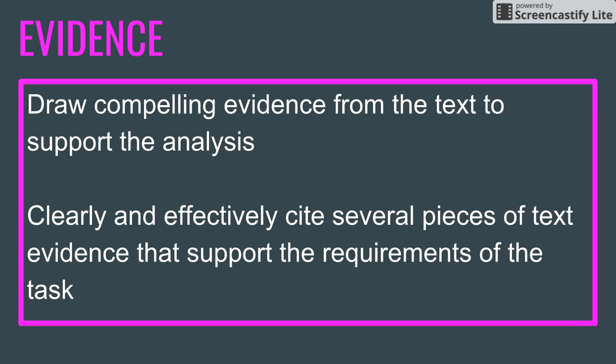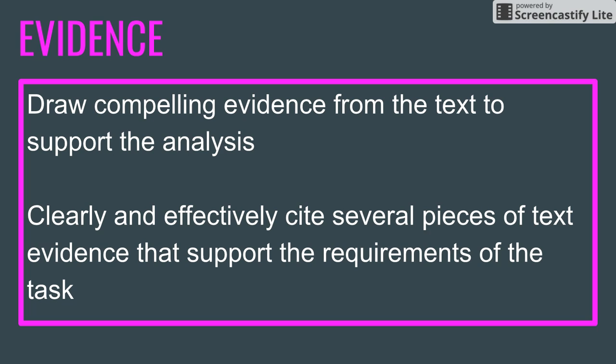And it's going to take some time, but finding the best text evidence is most important here because this is a really big part of the rubric. Because not only does it say draw compelling evidence, but you want to find clearly and effectively cite several pieces of text evidence, okay? Just because one little sentence in the text marginally supports what you're trying to say, you are going to want to find the best text evidence that's compelling, that really drives home the idea in your argument.